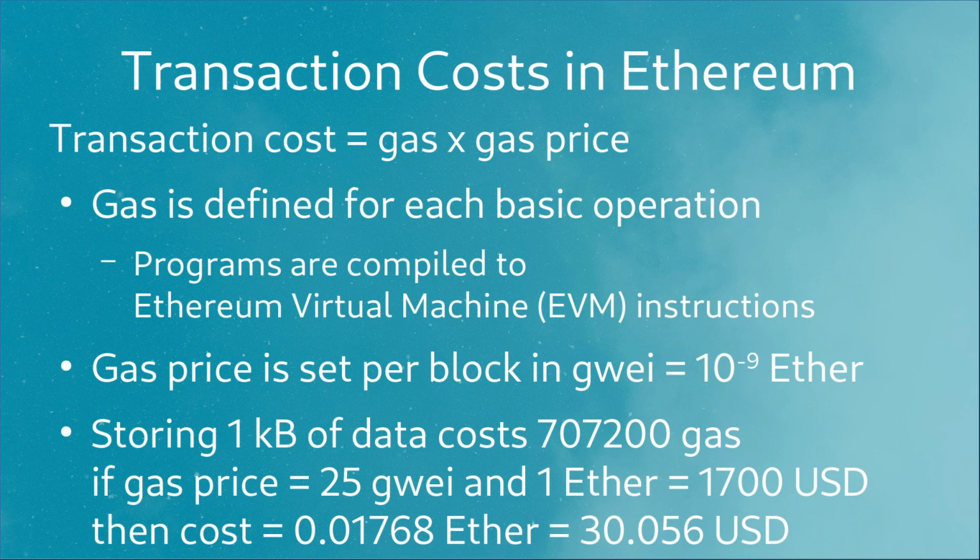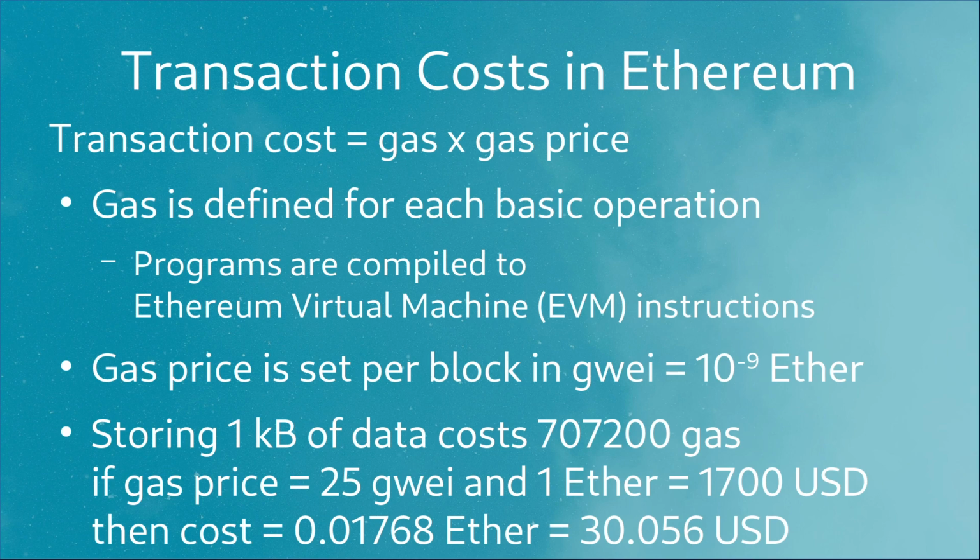Once you know the gas for executing a function, you also have to look at the gas price, and the gas price is set for each block. It varies per block, and the gas price is expressed in gigawei. 1 gigawei is a billionth of an ether. And if you multiply these two things with each other, so gas multiplied by gas price, you find the total amount of money you have to pay.